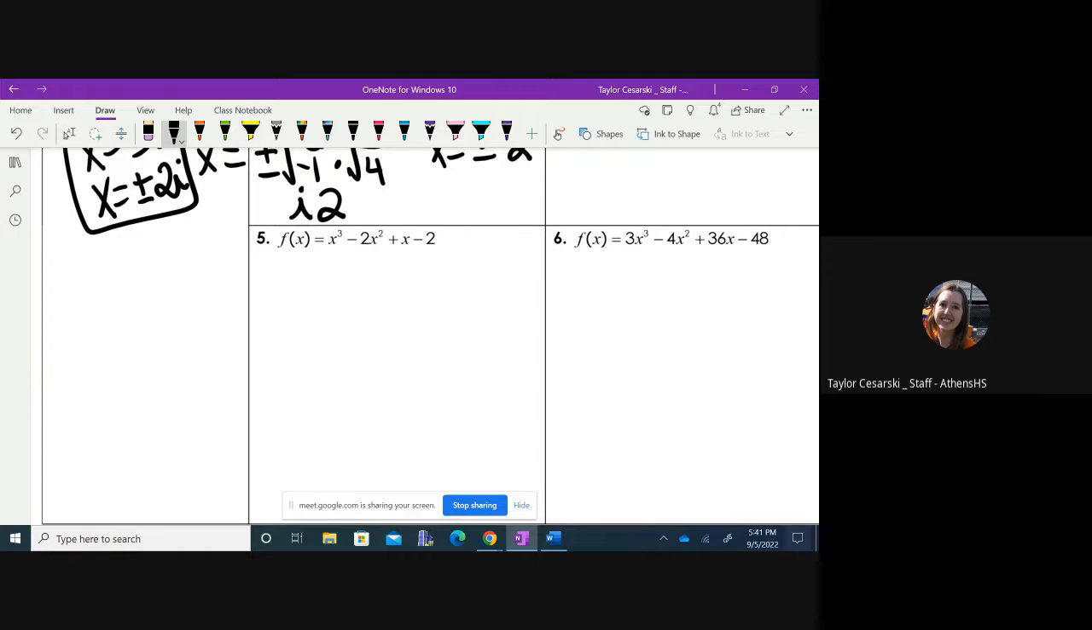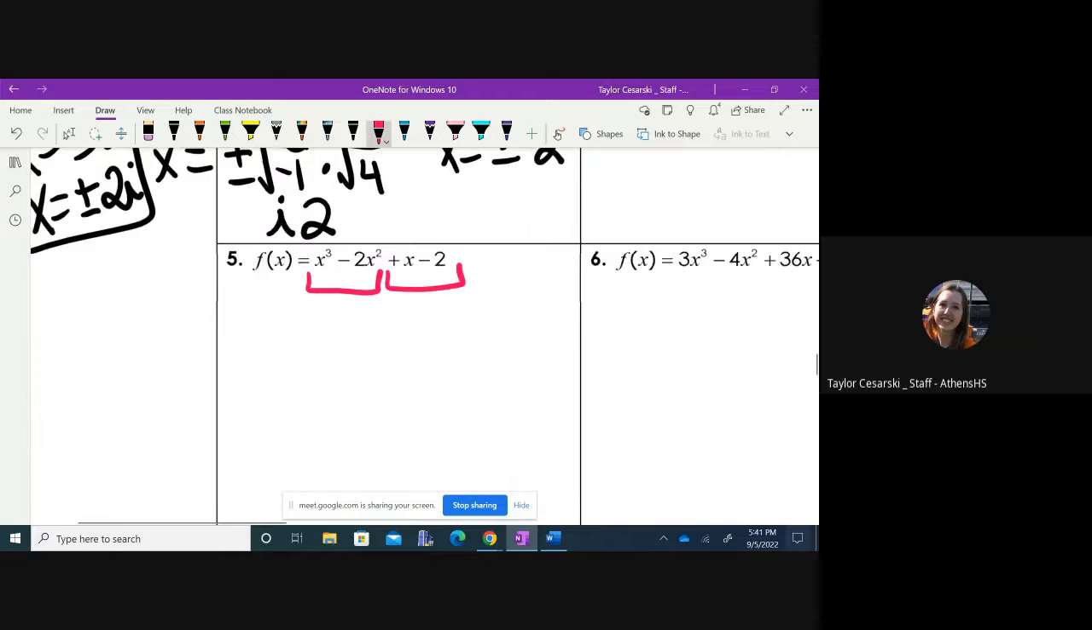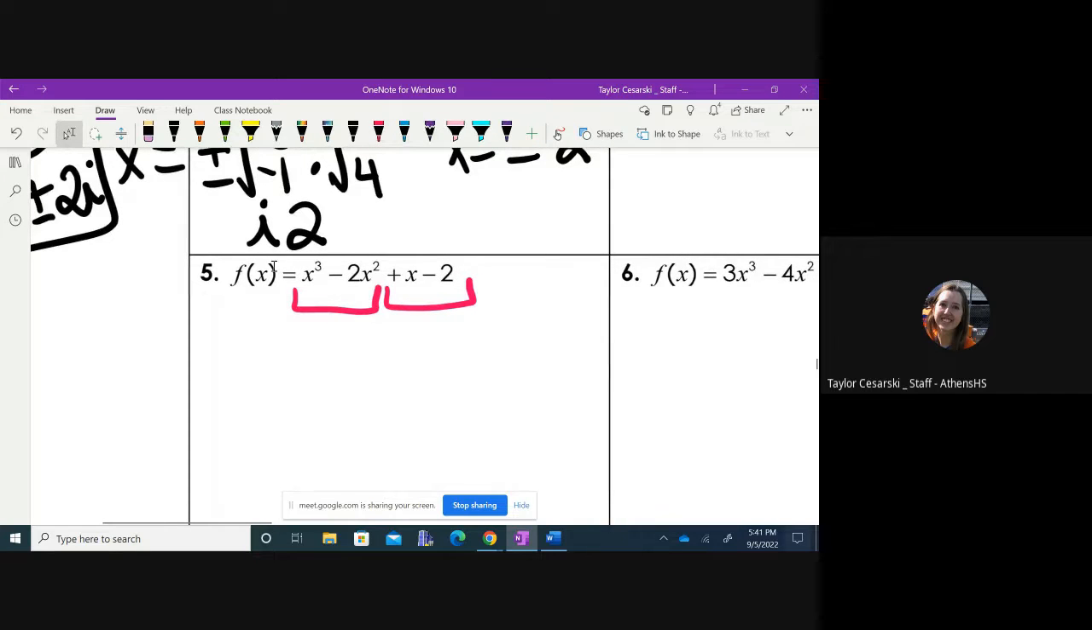All right, next one. This one has 4 terms. It starts with a cubic, so I would first try grouping. Okay, so I'm going to group the first 2 terms, group the last 2 terms, and find the GCF of each. So the GCF of the first pair is x squared, and then I'm left with x minus 2. And then I notice, remember that these want to match for us to be able to factor, and it already does. So that's just going to be a 1 as a GCF that's factored out.